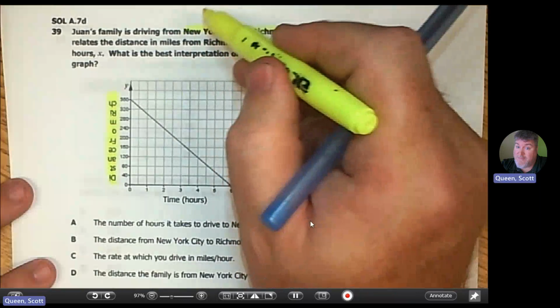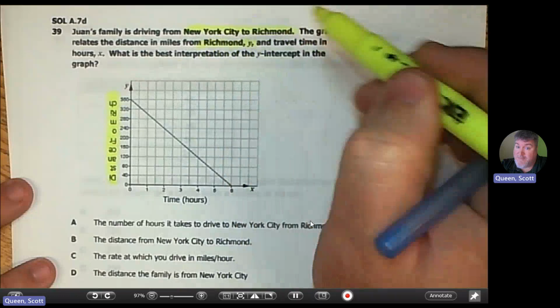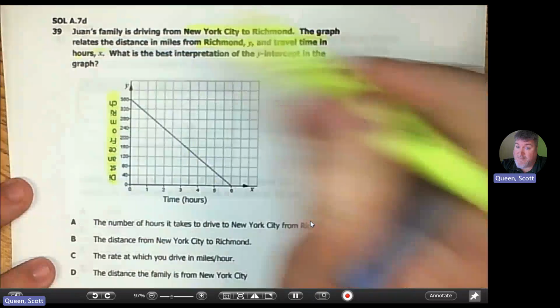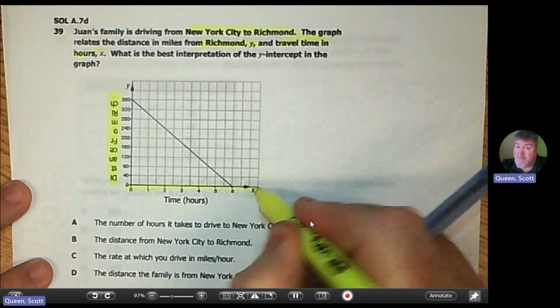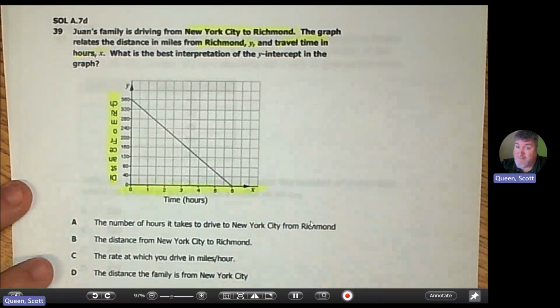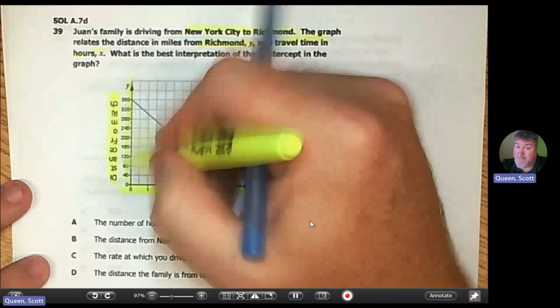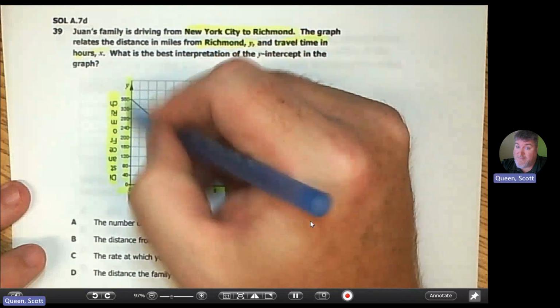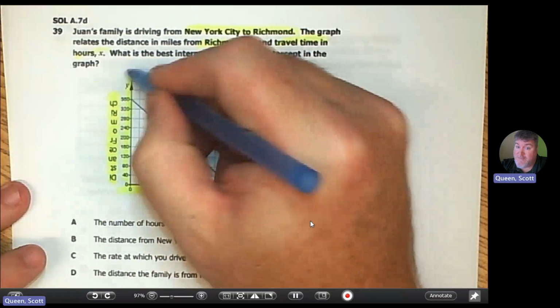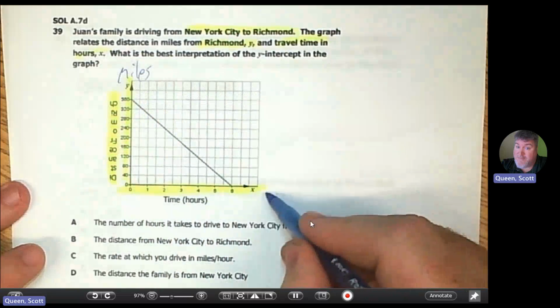The graph relates distance in miles from Richmond, which is Y, and travel time in X. What is the best interpretation? So real quick, this X-axis, is that miles per hour or just time? It's just hours. So the Y-axis, is that miles per hour or just miles? Look at it. Miles, very good. So we got miles and hours.